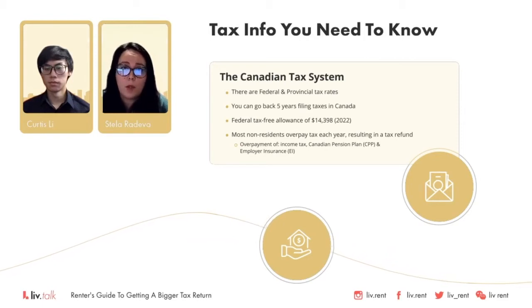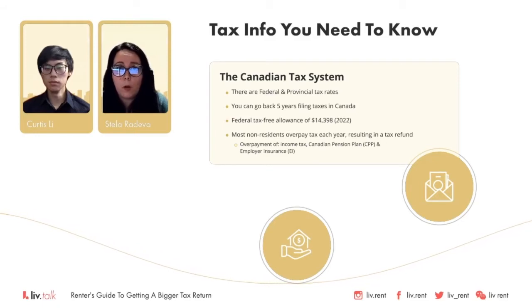So in case you haven't filed for taxes for 2017 year onwards, now's the time. In Canada, there is also a federal tax-free allowance, also known as the Basic Personal Amount, or BPA, and that's 14,398 Canadian dollars for this year. Something that most people don't know also is that most renters and non-renters in Canada tend to overpay tax each year, which results in a tax refund.